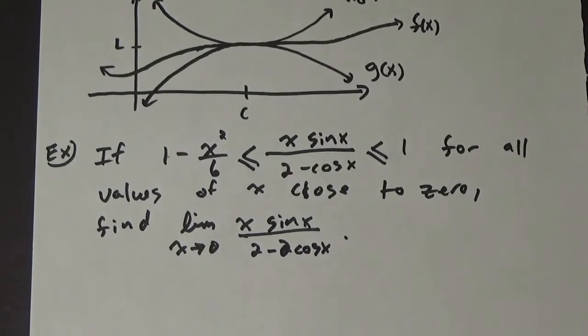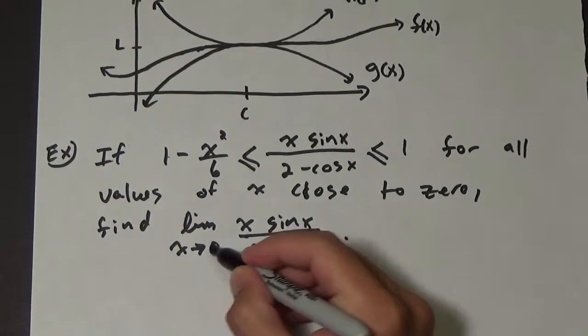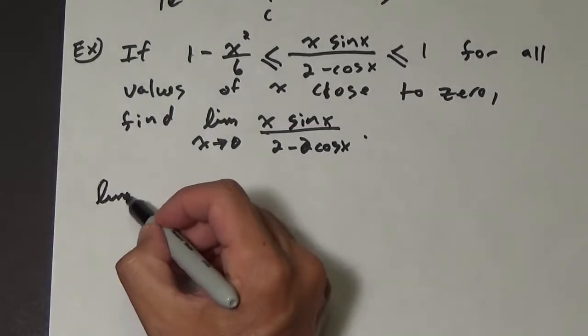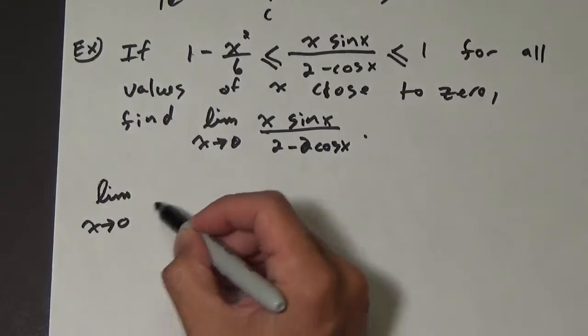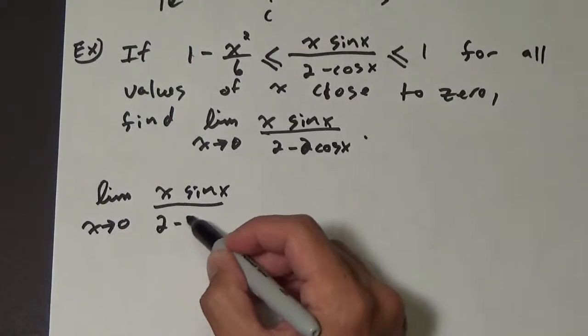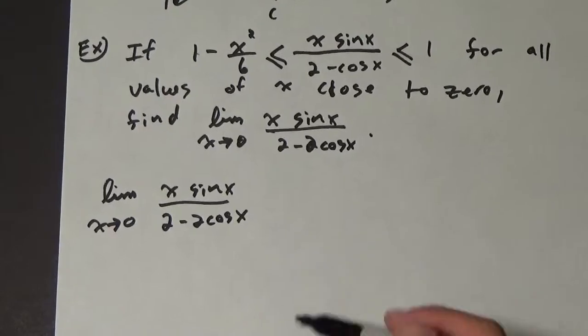Alright, so we want to find this limit right here. We want to find the limit as x approaches 0 of x times the sine of x all over 2 minus 2 cosine of x. And we substitute in the value of 0.